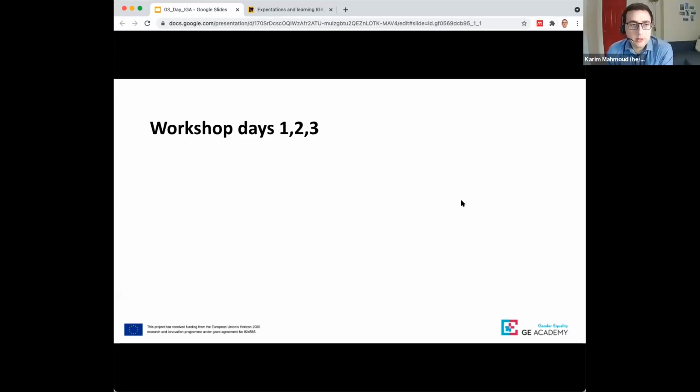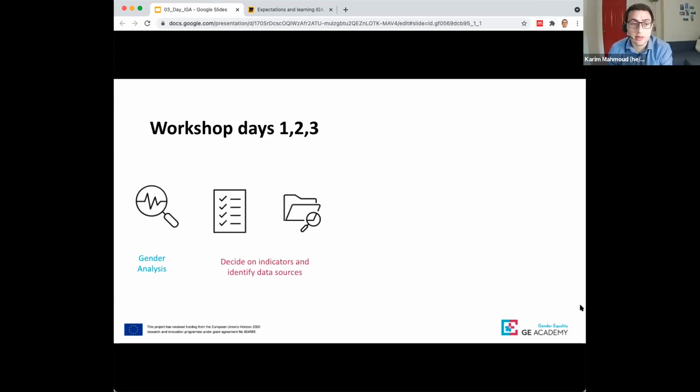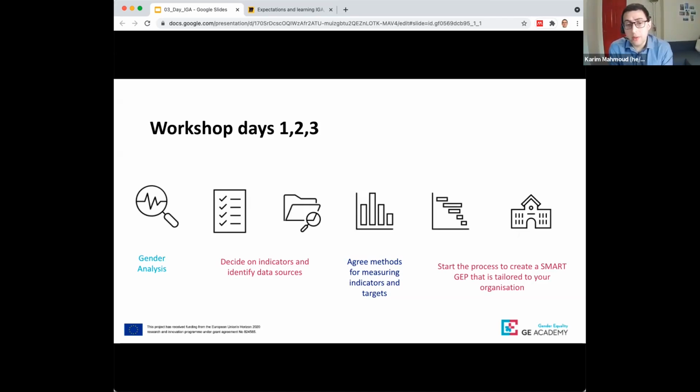So I just wanted to do a bit of a recap on the last few days very briefly. We started by looking at the strategic need for a gender analysis as a method of finding out the state of play in the organization. We looked at how to decide on indicators and identify different data sources. And we also discussed the methods for measuring indicators, qualitative and quantitative, and the need for having targets. And today we covered the introduction to starting the process towards creating a gender equality plan, the need for SMART goals that are tailored to your organization. And we also discussed the communication of the results of your gender analysis.